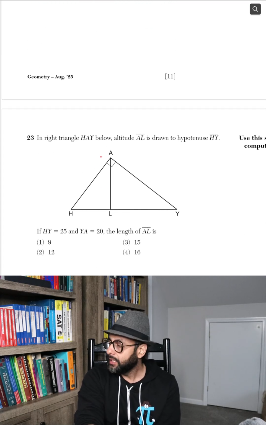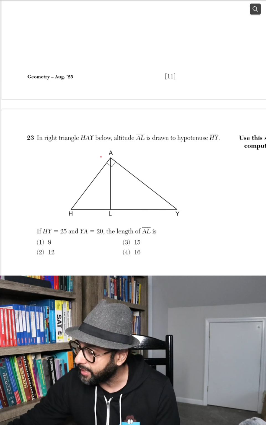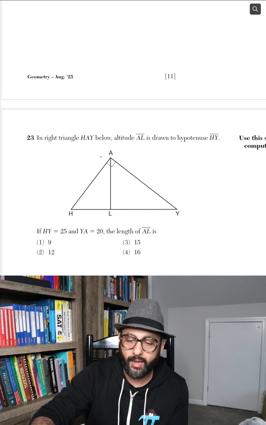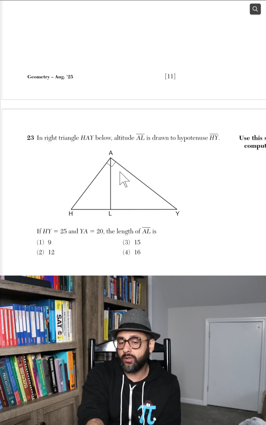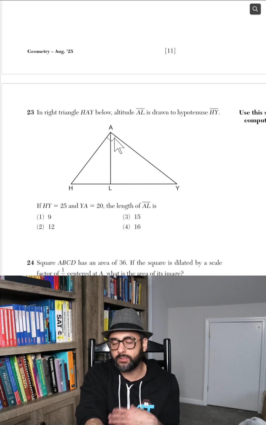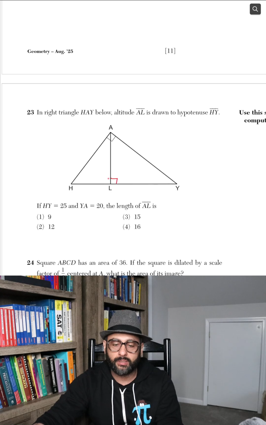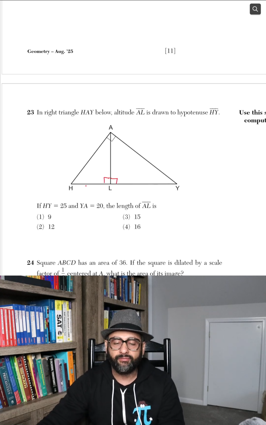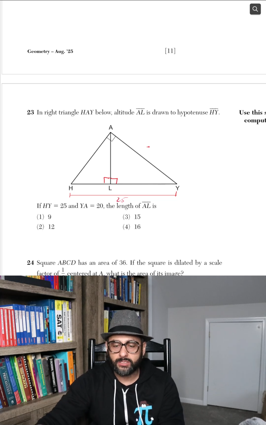Number 23, in the right triangle HAY, altitude AL is drawn to hypotenuse HY, and all of that seems to be true. And it does, the right angle looks like a right angle. This does look like an altitude because it looks like a right angle. They told us it's an altitude, so I'm going to label immediately that these are right angles. If HY is 25, so across, that's 25, and YA is 20, then the length of AL is it 9, 12, 15, or 16?